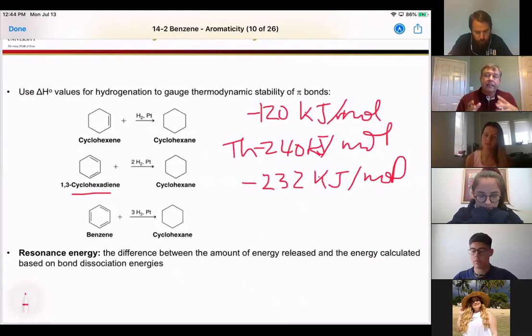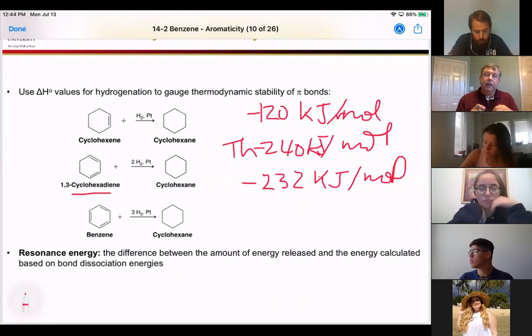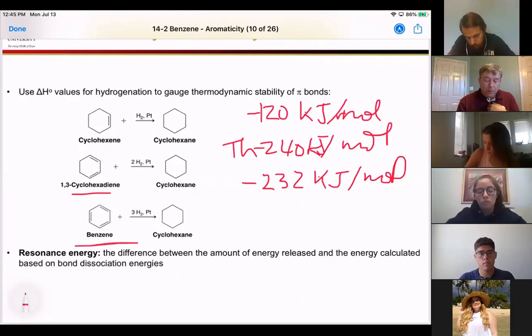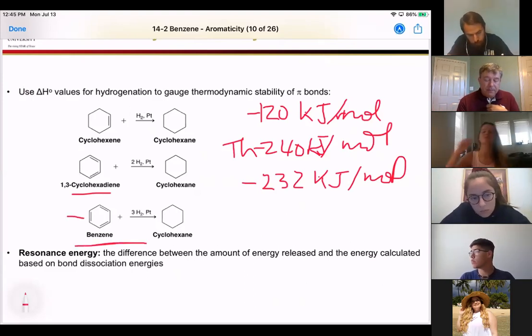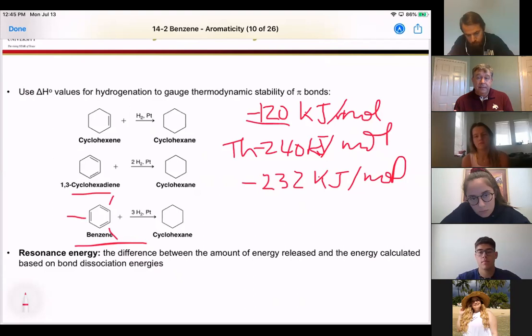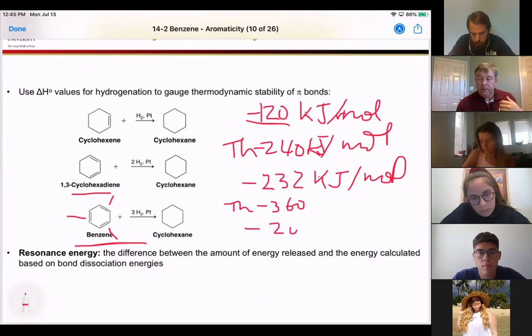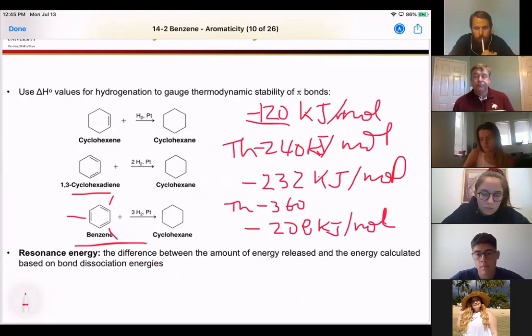So if we extend that concept of having them in conjugation stabilizing the system and making it give off less heat, does that work with benzene? Okay, so in the case of benzene, we have a total of 3 alkenes. So in theory, we should have 360 kilojoules of heat being given out when we hydrogenate this, okay? So in theory, it's 360 because it's 3 times the 120. However, when we actually measure it, we get 208 kilojoules per mole of heat lost, okay?